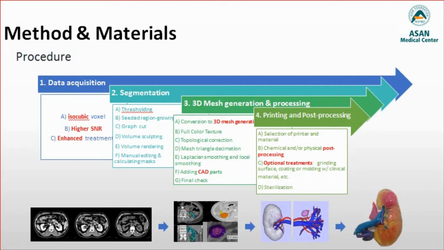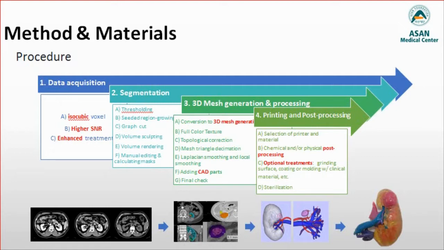In this process, we recommend you use image data as thin as you can get, and images with isocubic voxels and higher SNR, also enhanced for the ROI, to make a sophisticated 3D model. No satisfactory, fully automated medical imaging segmentation algorithms have been developed. Therefore, manual or semi-automated segmentation algorithms have generally been used, such as region growing, graph cut, and volume scoping, which have increased the importance of operator experience.